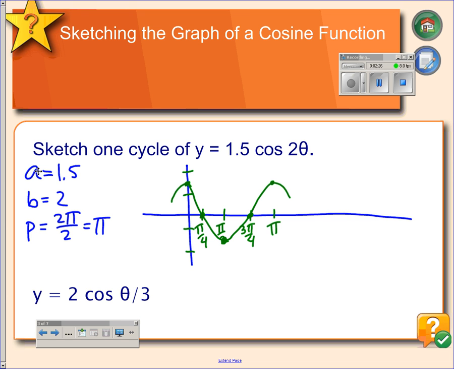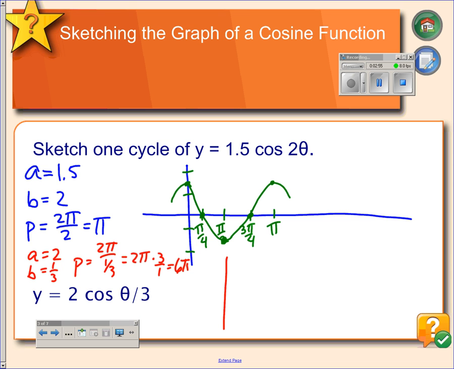Okay, in our second example here, the amplitude is 2. The b value is the 3 here, but 3 is in the denominator, so b is actually 1/3. So the period of this function is 2 pi divided by 1/3, which means 2 pi times the reciprocal, 3/1. So the period is 6 pi.